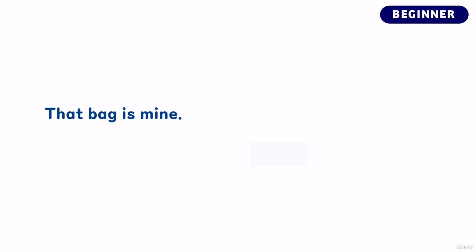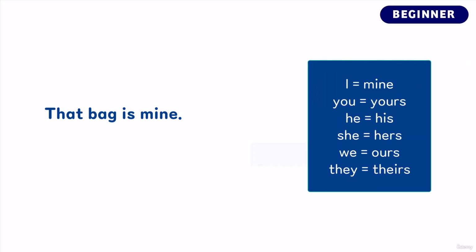In this sentence, the possessive pronoun is the subject complement, mine, and it's used instead of the noun phrase, my bag. So as you can see, possessive pronouns indicate who the noun belongs to, me, and what that noun is, bag. And there are possessive pronouns for each personal pronoun. So we have mine, yours, his, hers, ours, and theirs. And we can use these possessive pronouns instead of another noun phrase.